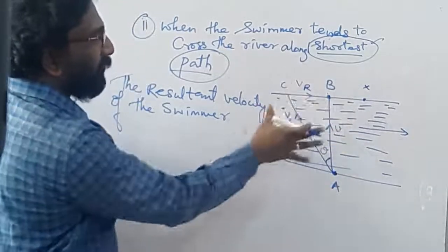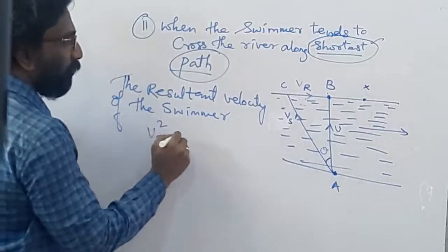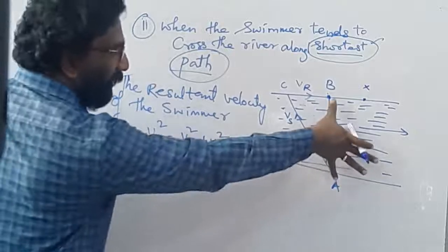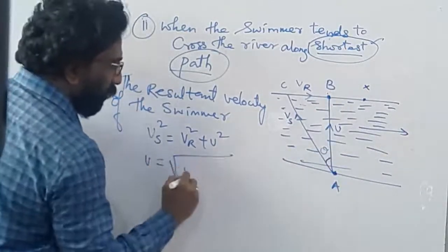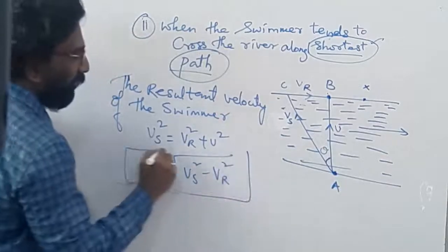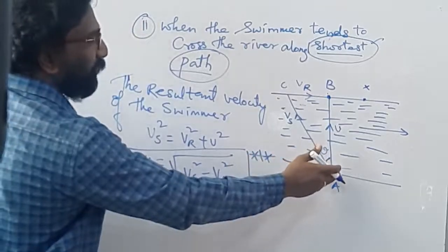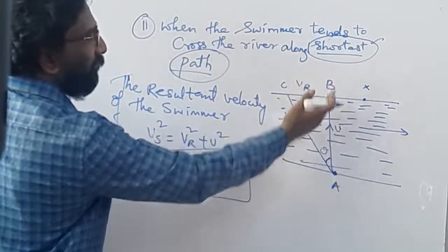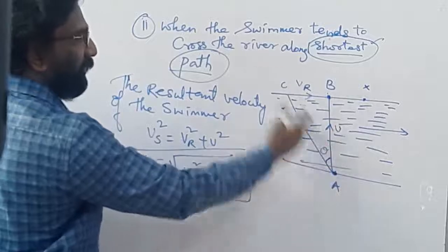So if you apply the Pythagoras theorem, you can write it as Vs square is equal to Vr square plus V square. But I need to calculate V. So V is equal to under root of Vs square minus Vr square. So this becomes the resultant velocity of a particular swimmer. The resultant velocity is nothing else but the velocity with which he travels from one end to the other. So this is his actual velocity even though he has swum in this direction.